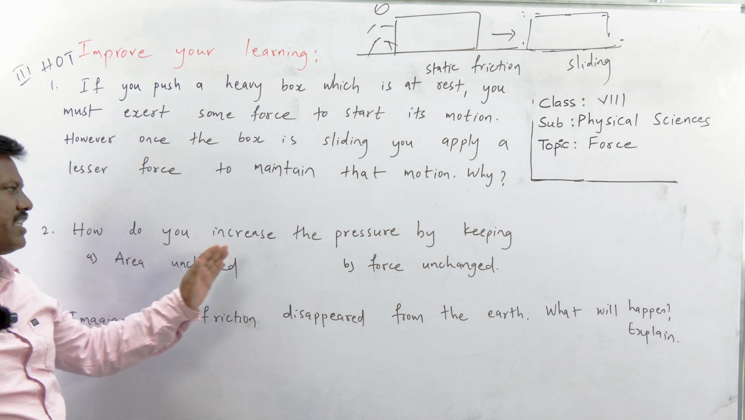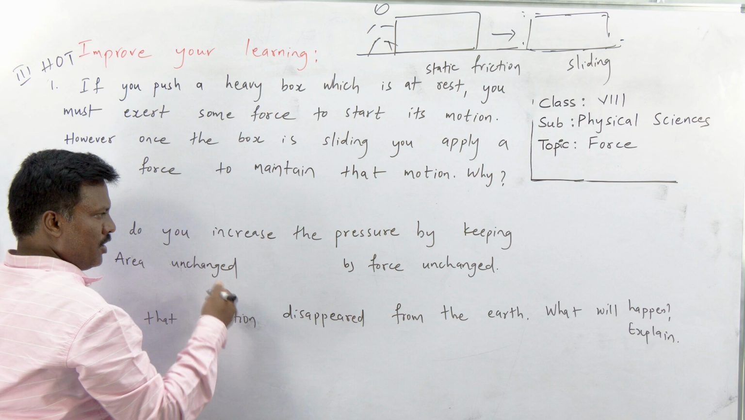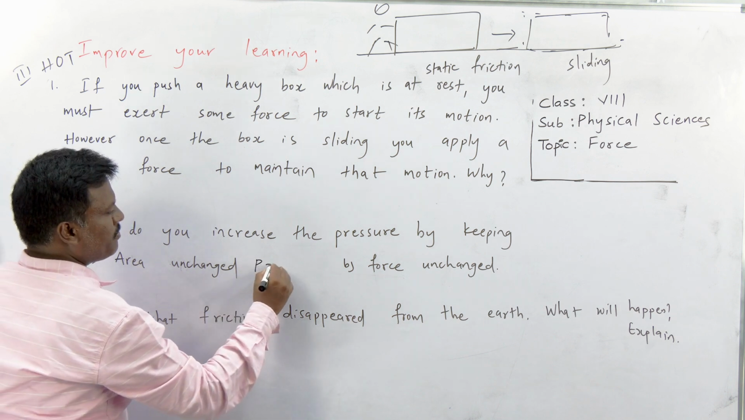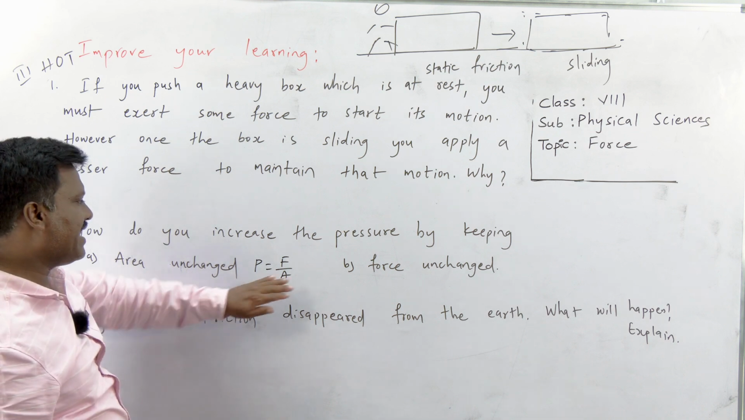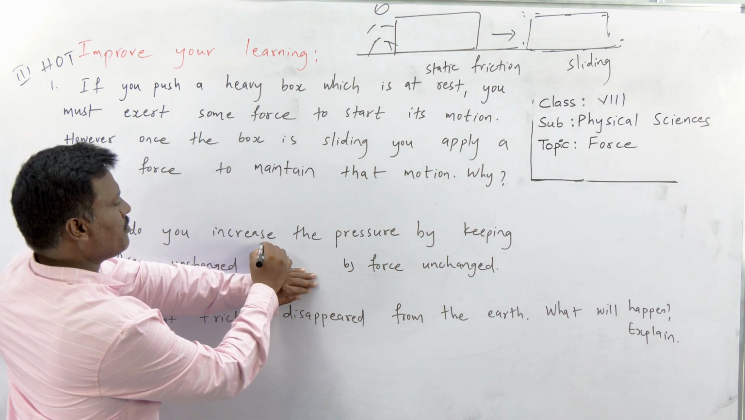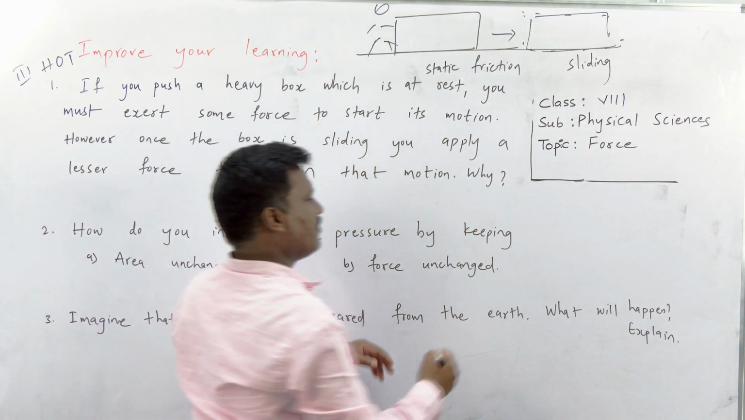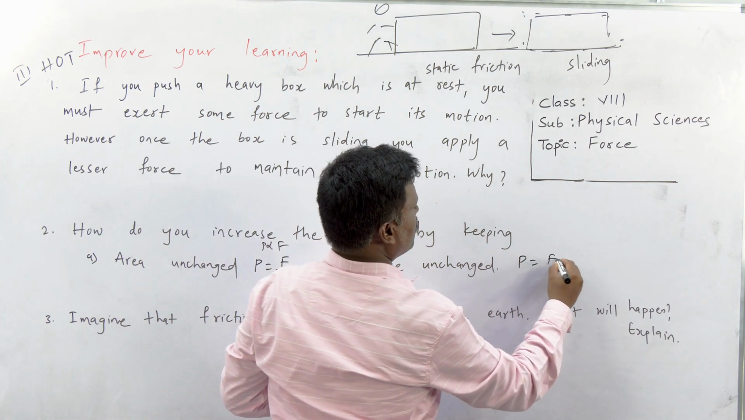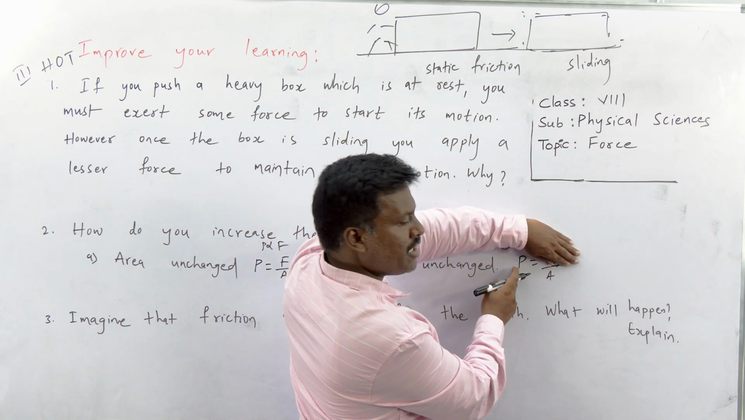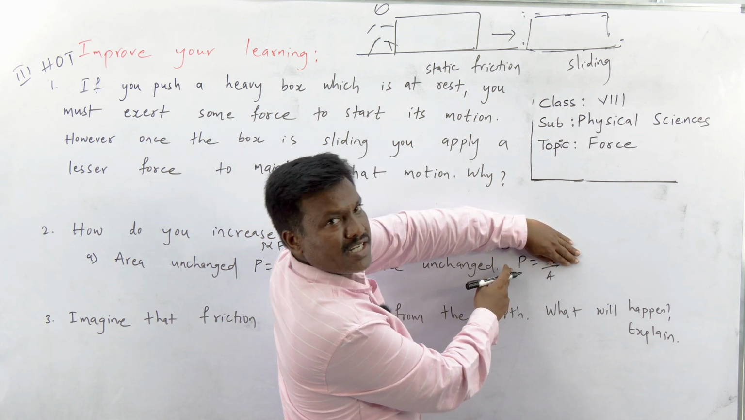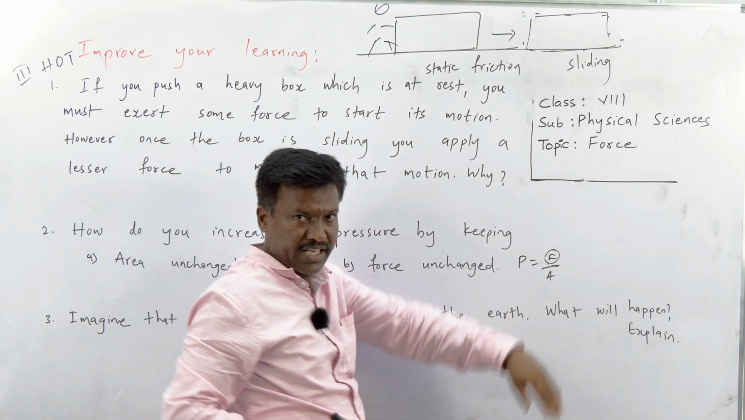Second, how do you increase the pressure by keeping the area unchanged? Already we have discussed it in the video just before. The relation between pressure and force is pressure is equal to force by area. When area is unchanged, pressure is directly proportional to force. If the force increases, pressure also increases. When force is unchanged, pressure is equal to force by area. When force is constant, pressure is inversely proportional to area. When area decreases, pressure increases. When area increases, pressure decreases.